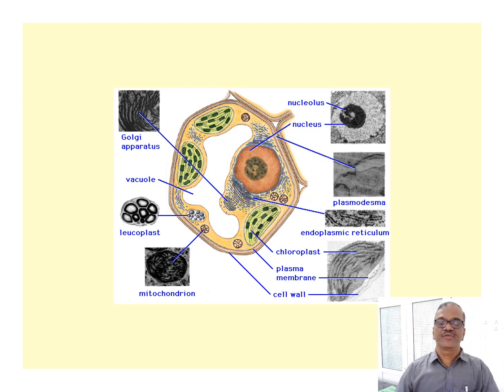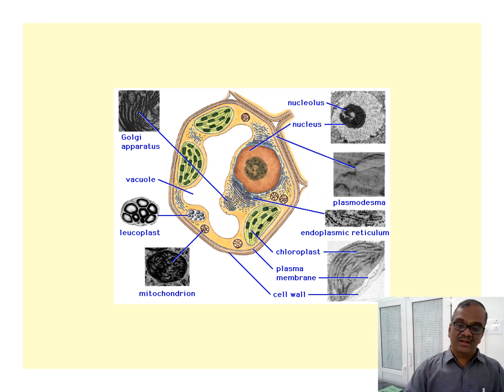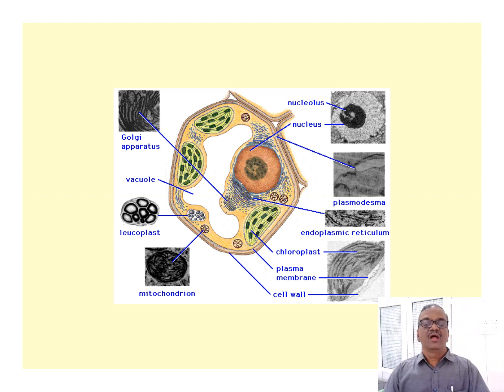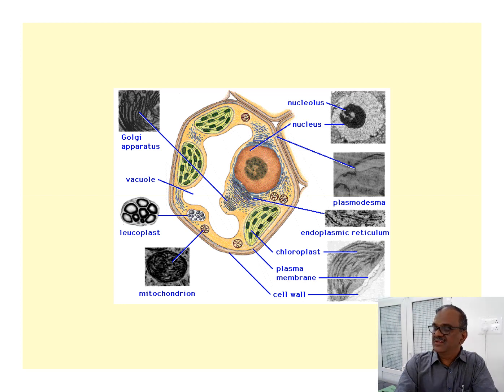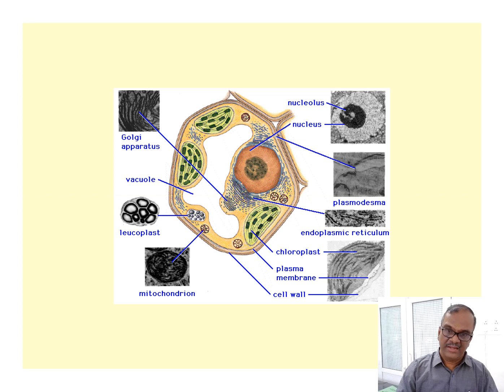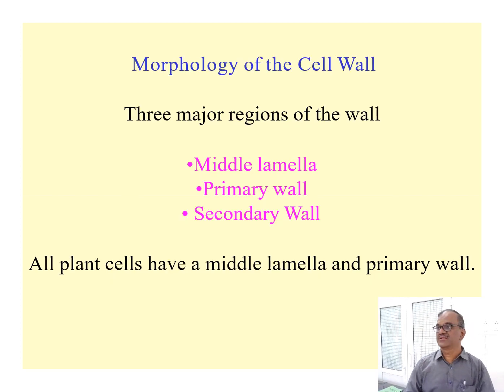Next, if you see, the cell wall is next to the plasma membrane, and there are different layers in the cell wall, and that protects the cell. As we discussed, the nucleus is not present as such in the center of the cell, because the vacuoles make different sizes and shapes and store the reserve material, so that it pushes the organelles to one side. Okay, and next to that, what is the morphology of the cell wall?